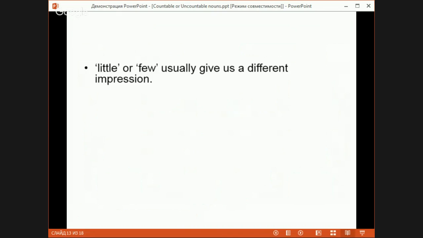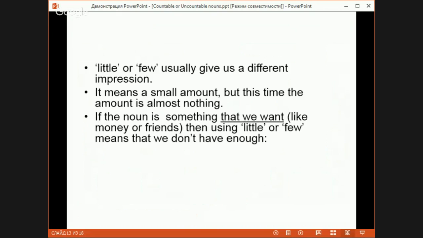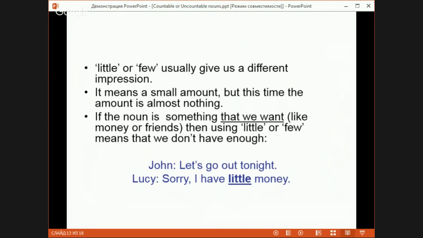Little and few usually give a different impression. It means that a small amount is present as well, but this time the amount is almost nothing, and I don't appreciate it. There is no value for me. So if the noun is something desirable, something that you want, like money or friends, everybody wants it, then if you use little or few, it means that you don't have enough, you are not happy. Let's go out tonight, John says again, and Lucy says, sorry, I have little money.